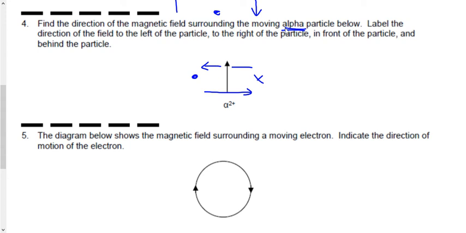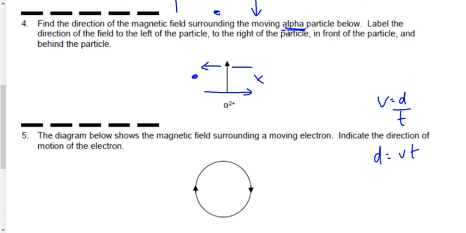Number 5, the diagram below shows the magnetic field surrounding a moving electron. Indicate the direction of motion of the electron. So this is kind of backwards, right? This is kind of like in physics 20 when we saw the equation v equals d over t, and we had to rearrange it to solve for d. Did a little bit of algebra on an equation. Here, we're rearranging a hand rule, the wire grasp rule. Usually it's thumb, see which way your fingers point. This time it's fingers, see which way your thumb points.